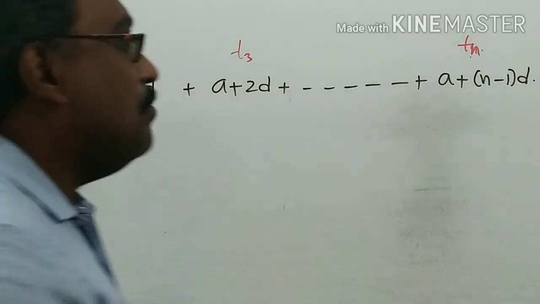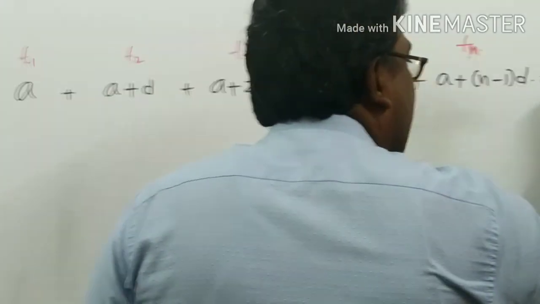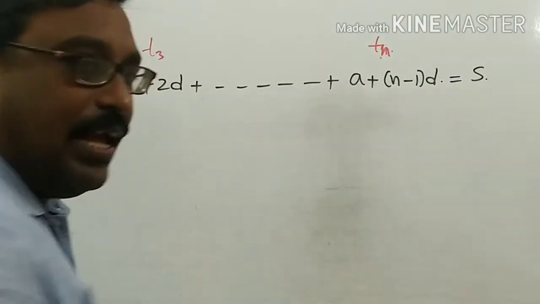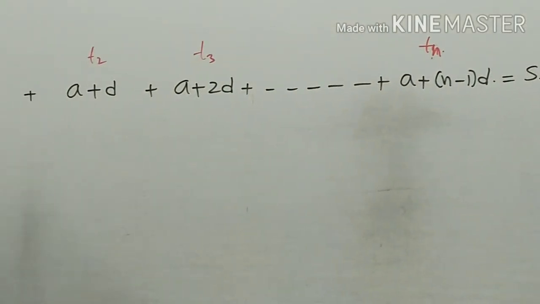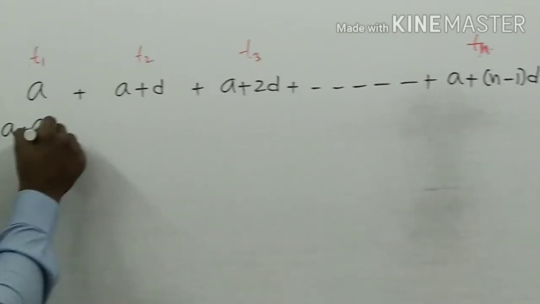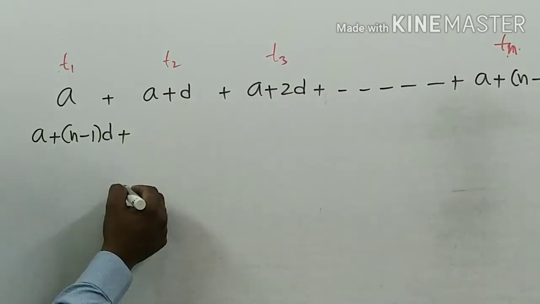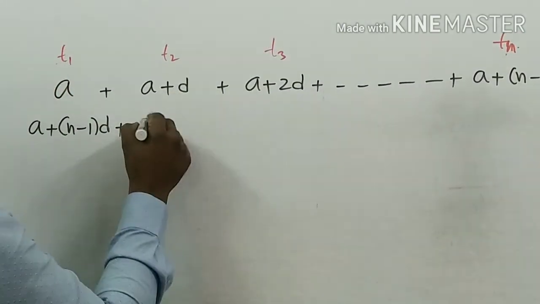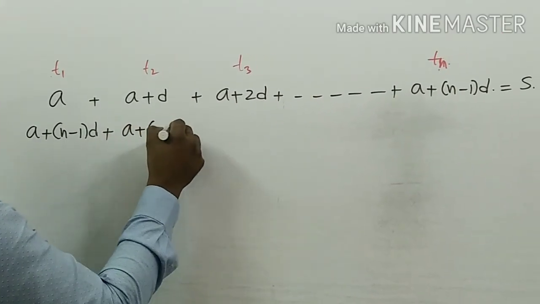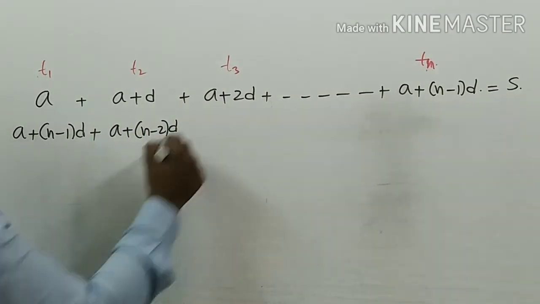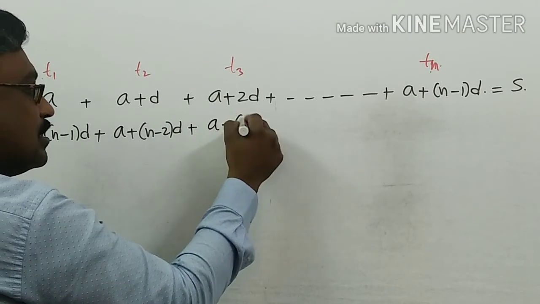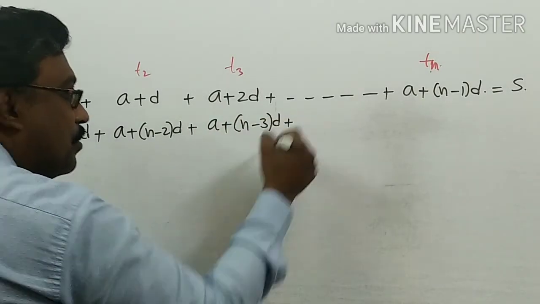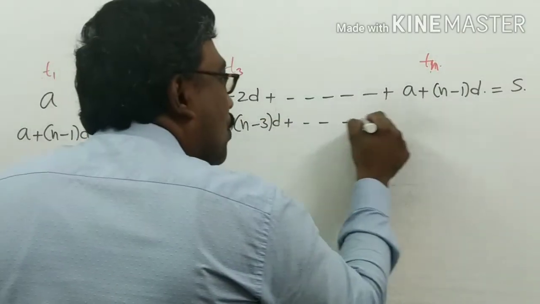I am rewriting the series again. I want the sum, how much is the sum? Yes. I am rewriting a plus (n minus 1) into d. Just before that term, imagine a plus (n minus 2) into d, a plus (n minus 3) into d, plus so on.